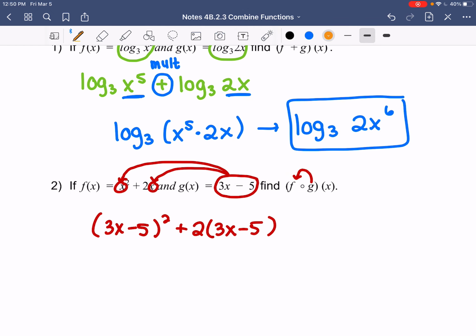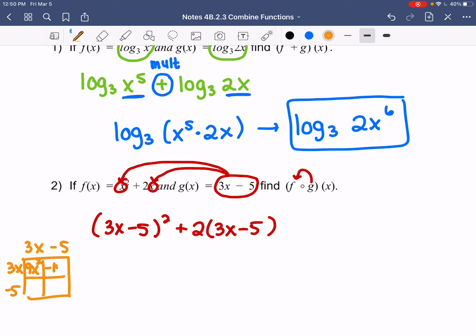So this, you can't just distribute the square because these two are holding hands. This means 3x minus 5, squared means 3x minus 5 times 3x minus 5. So we do a little box method. So 3x minus 5, 3x minus 5, and we would just multiply them together. 3 times 3 is 9, x times x is x squared.